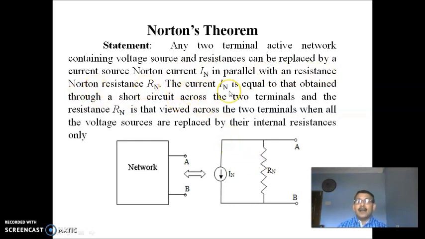The current IN, that means Norton current, is equal to that obtained through the short circuit across the two terminals, and the resistance, that means Norton resistance, is that viewed across the two terminals when all the voltage sources are replaced by their internal resistance only. That means, according to Norton's theorem, say this is a network, we can replace it with a current source IN, which is in parallel with a resistance RN, which is known as Norton's resistance.